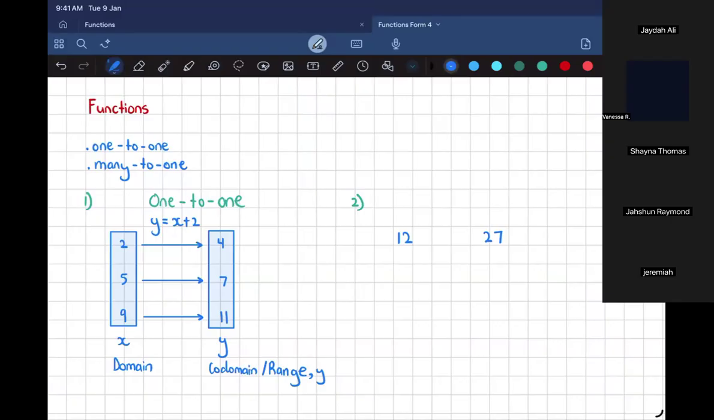No, wait, let me give some more examples, right? So let me just say 13 over here. All right. Okay. Vanessa, maybe you could see it now as a pattern. Right, Vanessa? Tell me, how would I go from 12 to 27? And whatever you do, it has to be applicable to 13 and 14.